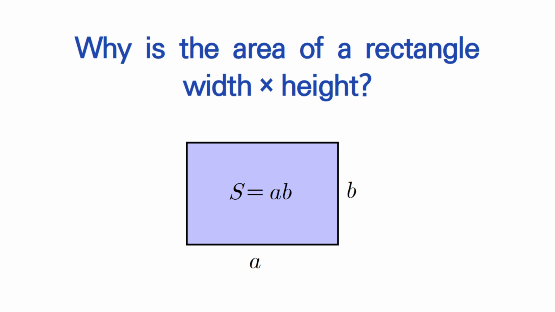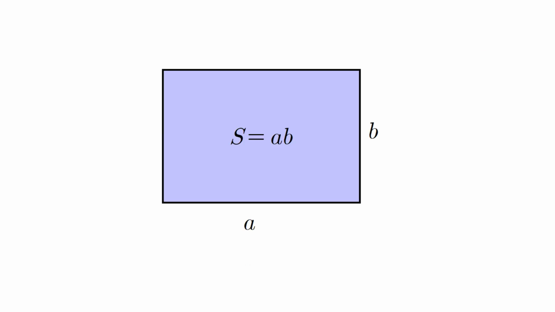Ever wonder why a rectangle's area is simply width times height, or base times height? This video explains it. Even elementary school students know that the area of a rectangle with sides A and B is A times B. However, if you ask them why, almost no one can give a clear answer, not even high school students. It feels obvious, but most people don't know the exact reasoning behind it.